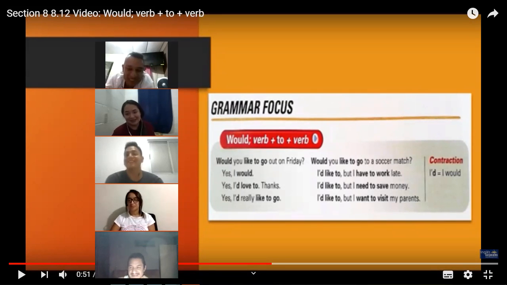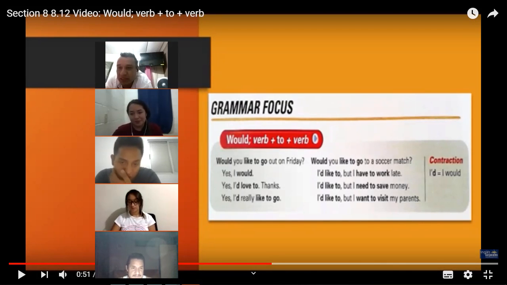Okay, would you like to go to a soccer match? Yes, I'd love to, but I have to work late. I'd love to, but I need to save money. I'd like to, but I want to visit my parents. Uh-huh, very good. So this I'd is the contraction of what?